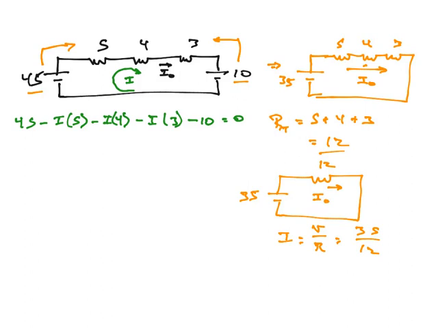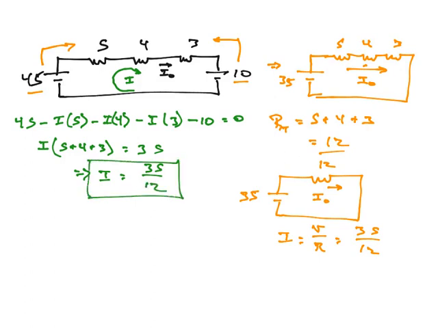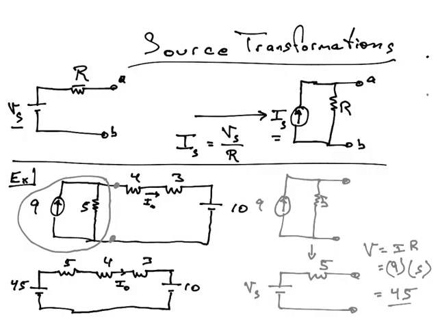Now take all the I's on one side, so that's I times 5 plus 4 plus 3 equals 45 minus 10 is 35. So solve for I is 35 over 5 plus 4 plus 3 is just 12. And indeed, I get the same answer as I did before. Okay, so for this, it's very, very basic. There's not much to it. There's not that big of a trick.